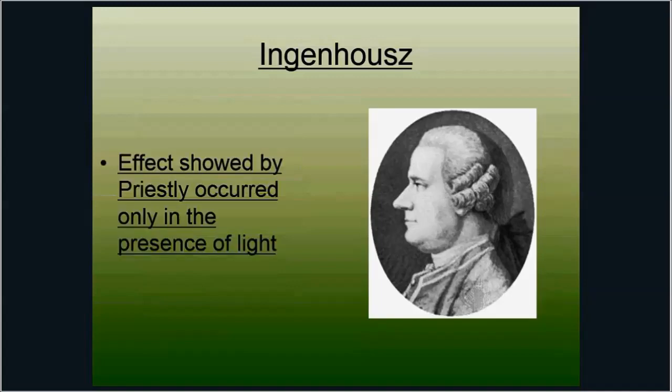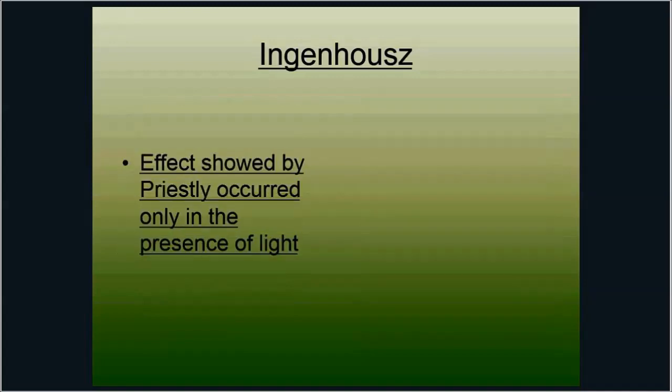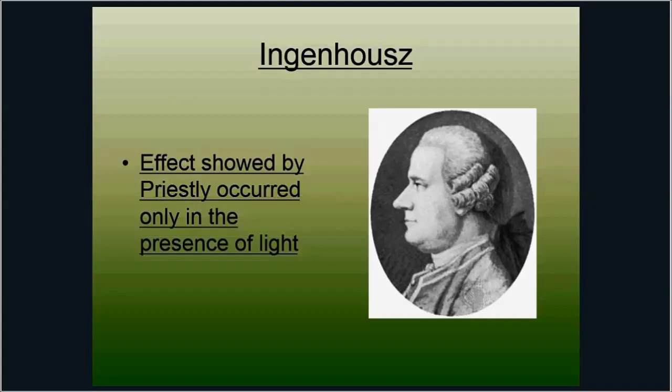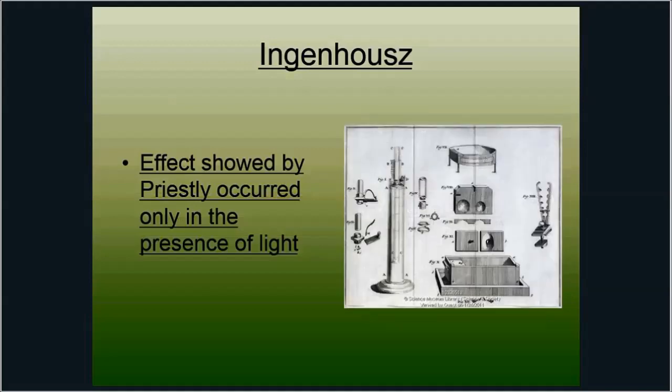And then Ingenhousz also studied in the 1700s, and he was able to show that the effect that Priestley had observed, of the plant producing oxygen, only occurred in the presence of light. He did the experiments with light and in the dark, and the production of that oxygen gas did not occur unless there was light. So he discovered that light was necessary during the process of photosynthesis.